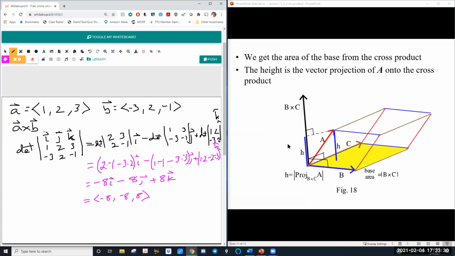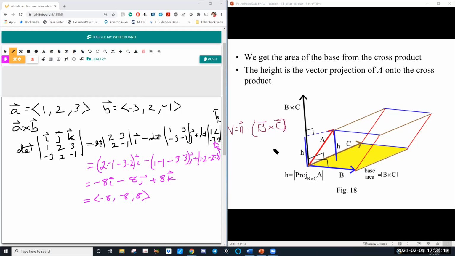So if we want to do the volume, excuse me, I don't want to go that far ahead just yet. If we want to do the volume of a parallelepiped, what we do is first we do B cross C, and what that does is that gives us this vector here, and then all we have to do is dot that with A, because that'll give us the vector projection of A in the direction of B cross C. The result of this is a scalar, which is the volume of the parallelepiped. That's all we have to do.